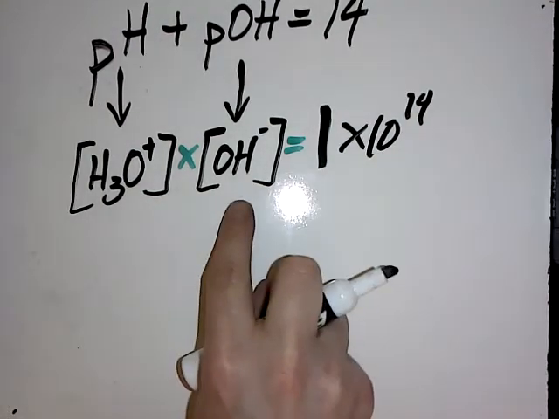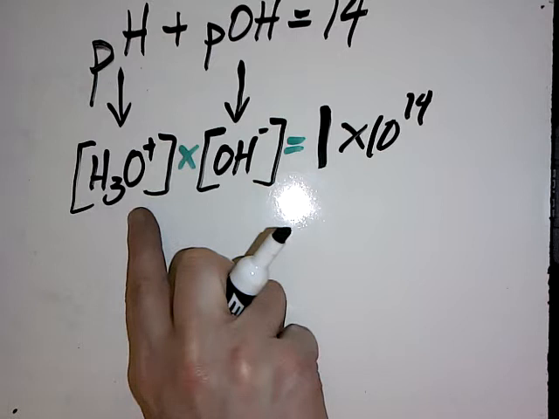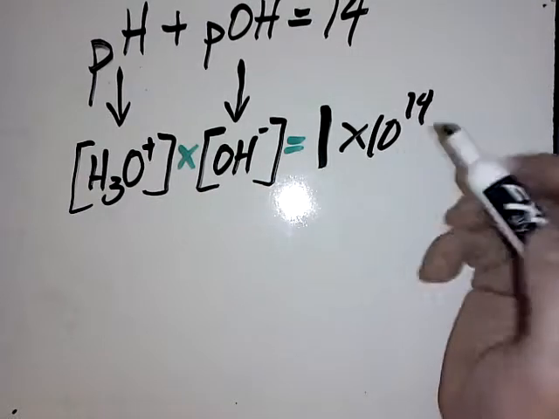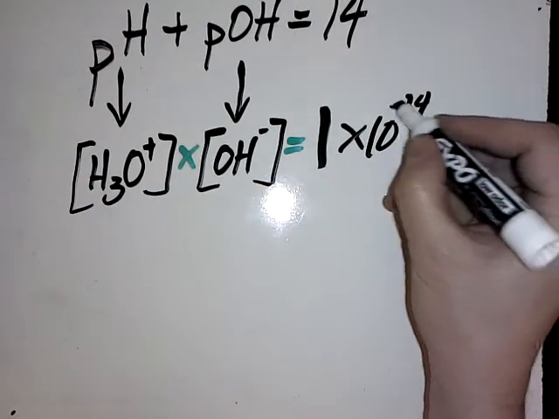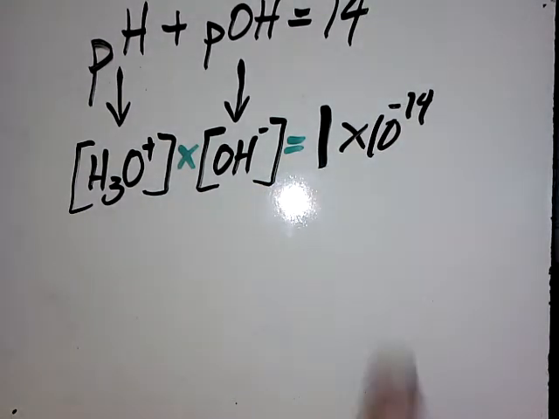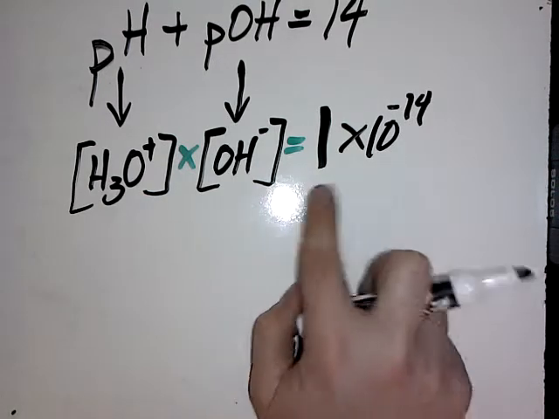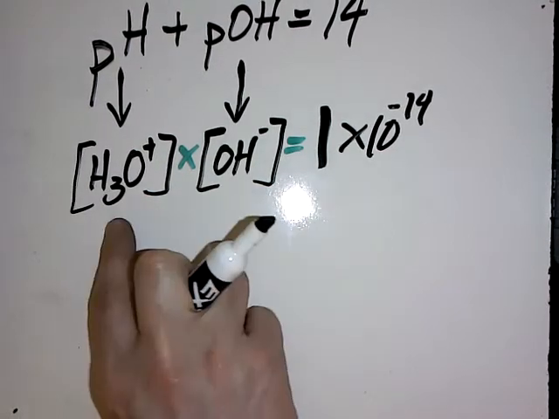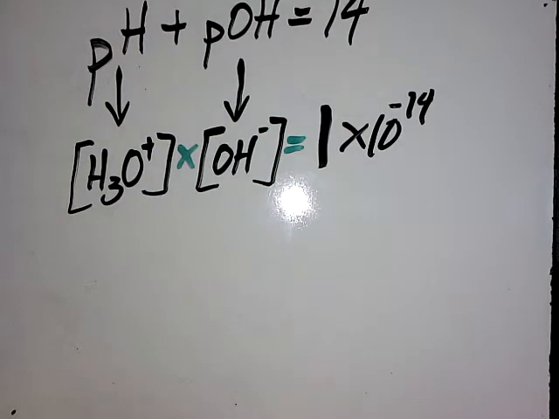Which means if you know one of these and you want to find the other one, all you have to do is take 1 times 10 to the negative 14 divided by the one you have, and it will give you the other one. Okay? So, for instance, let's look at problem number 5b.